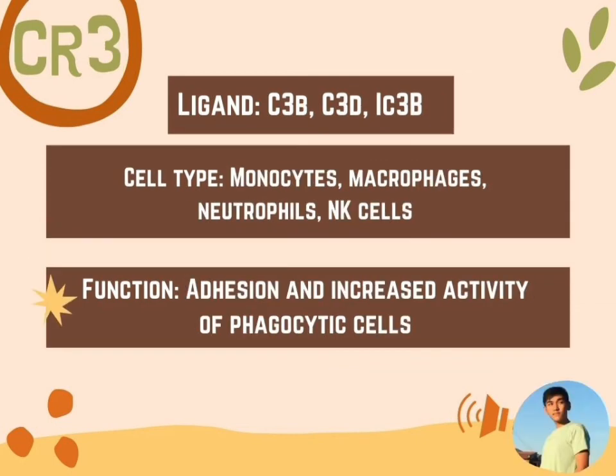For complement receptor 3 or CR3, its ligands are iC3b, C3d, and C3b. CR3 is a receptor found on monocytes, macrophages, neutrophils, and killer cells. It plays a key role in the mediation of phagocytosis of particles coated with complement fragments. It triggers surface adhesion and increases the activity of phagocytic cells. The lack of these receptors results in failure to exhibit chemotaxis, surface adherence, aggregation, as well as phagocytosis.